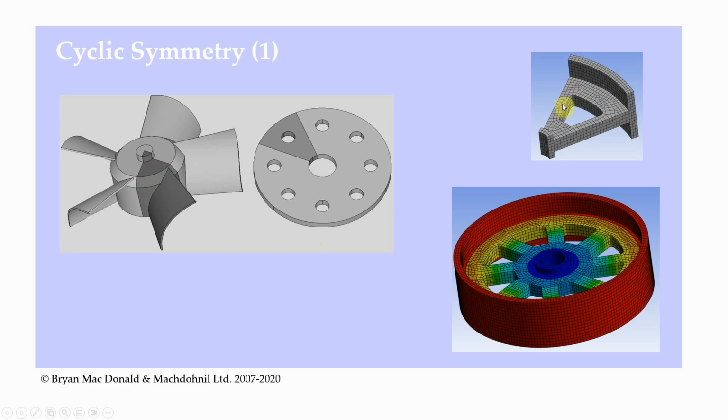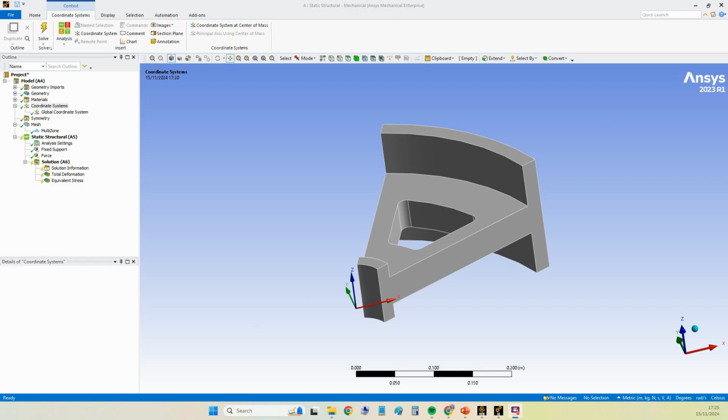We're actually only going to model this portion of it here, so we're going to model 45 degrees, which is essentially 1/8 of the entire structure. So let's jump over to Workbench and see how we do that. Okay, so here we are in Workbench, and we've already modeled that structure.